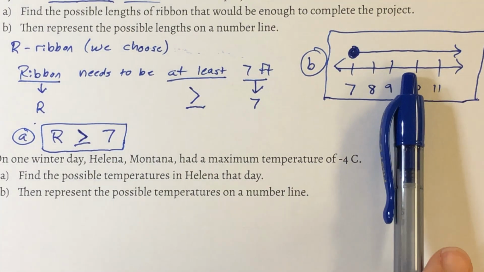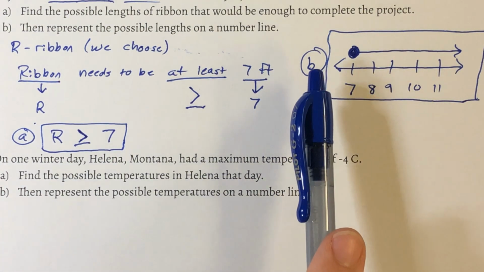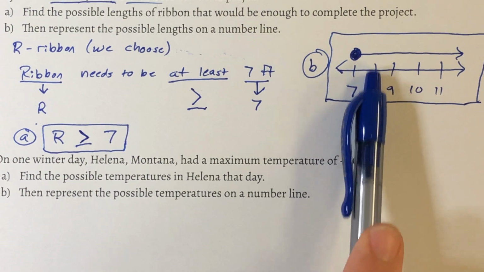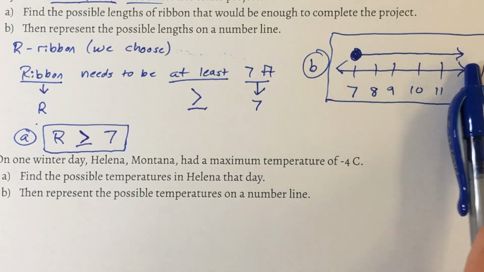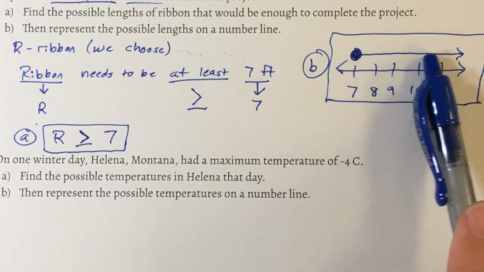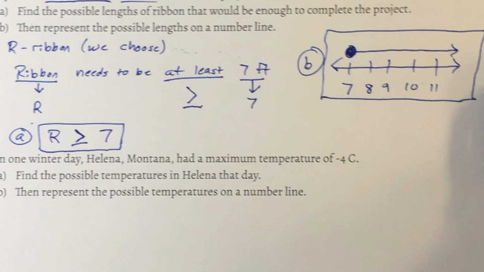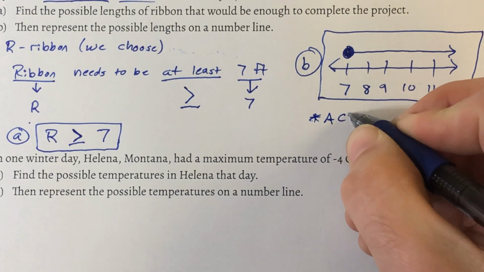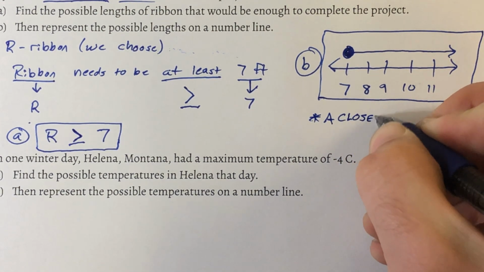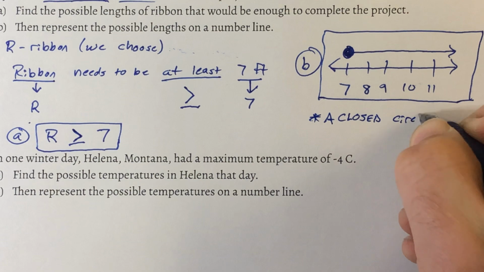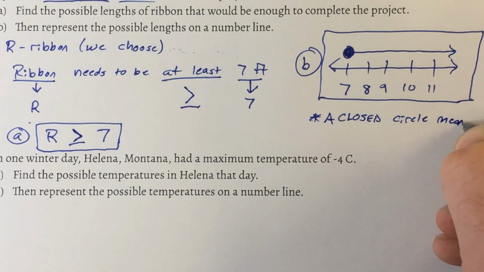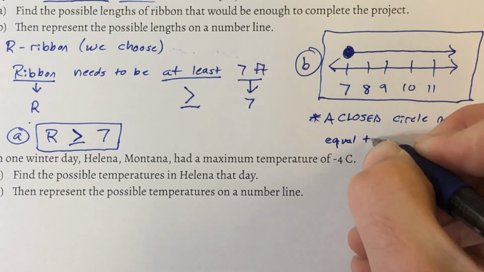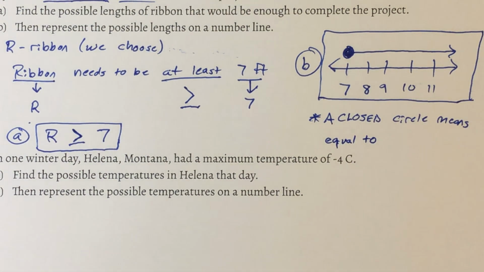So what is our number line showing us? It's showing us that Lily could have 7 feet. She could have 7.5 feet, 8 feet, 9 feet, 10 feet, 11 feet, and on and on and on. These are all of the possible answers it could be. One more reminder, a closed circle means equal to, or the value below it is included.